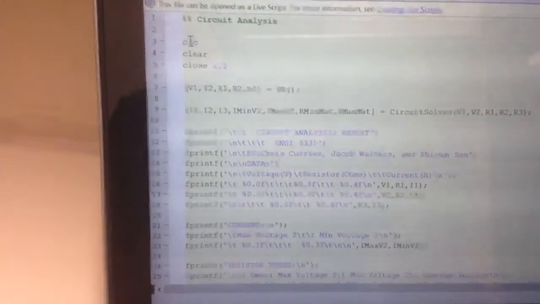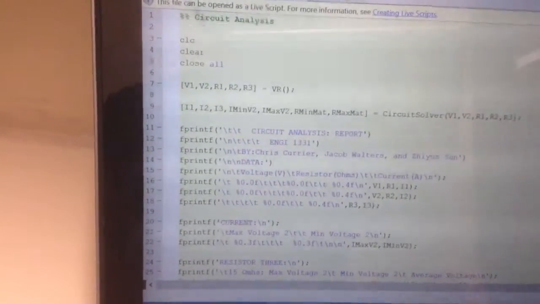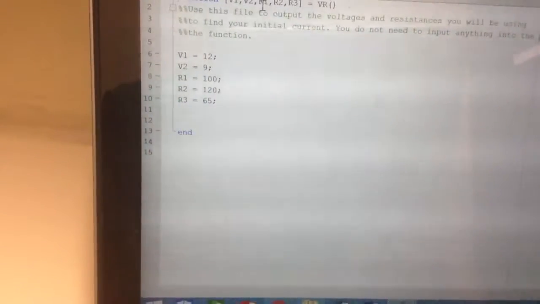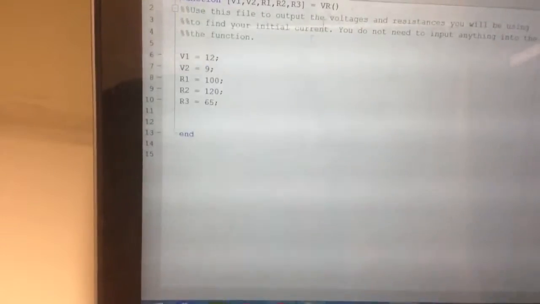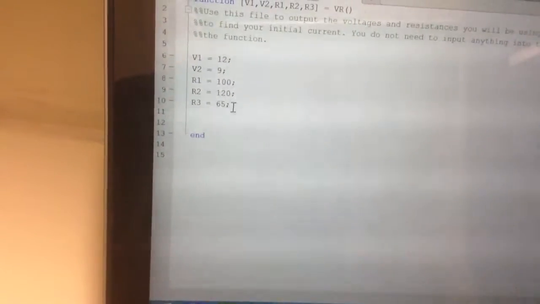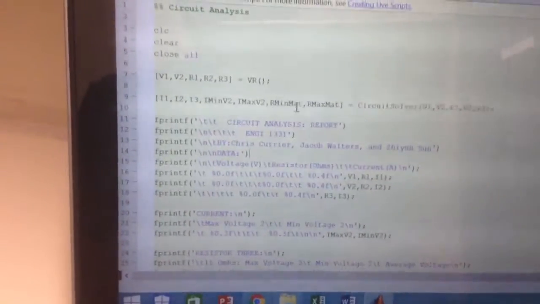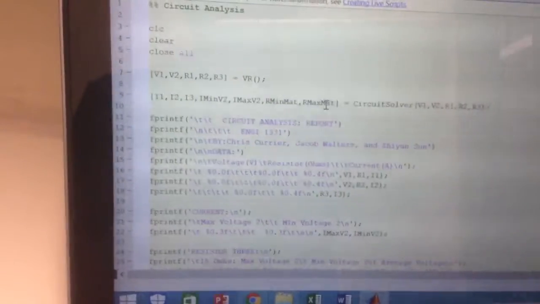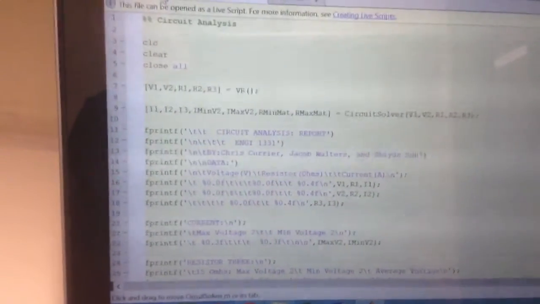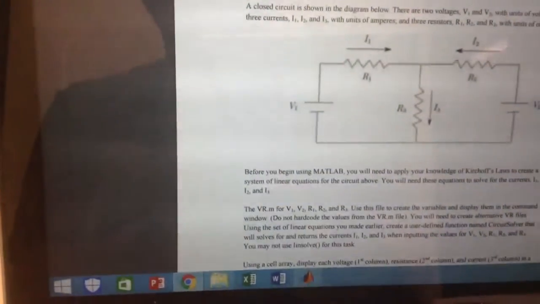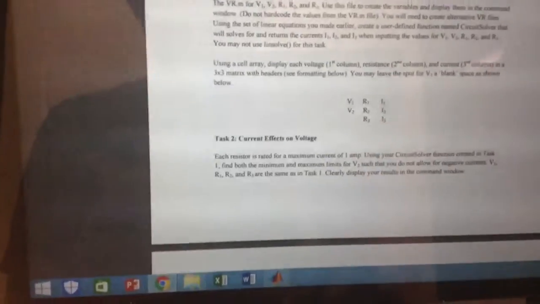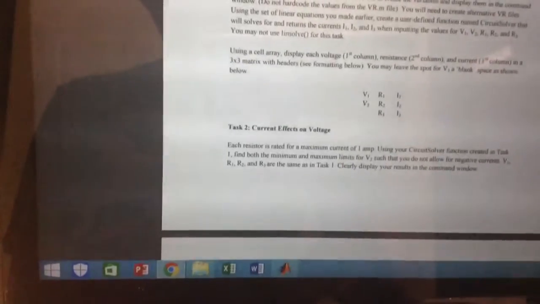Of course, at the beginning we have housekeeping commands: clc, clear all, clear, and close all. And then for the VR part, we set the function equal to VR, and then get the individual specific data and values for them. And the second function is circuit solver: I1, I2, I3, minimum voltage, maximum voltage, for resistor minimum voltage, for resistor maximum voltage. Okay, and the first question asks us to output those 8 values in matrix form.